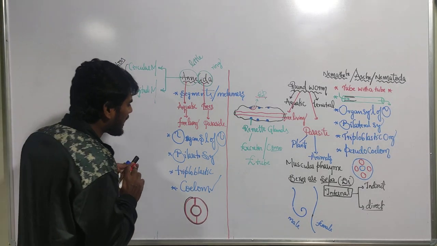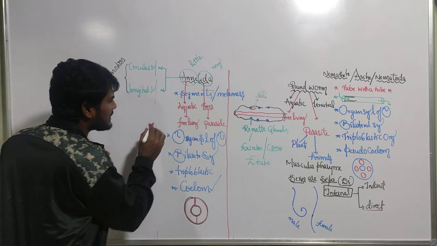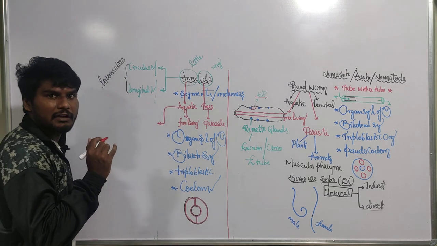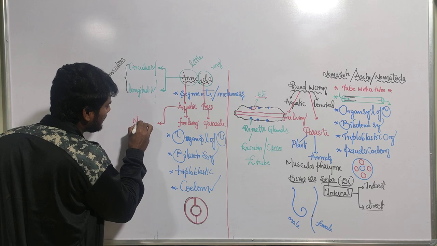If you go for an aquatic annelid, there is one aquatic annelid, marine living. That aquatic annelid's name is Nereis.